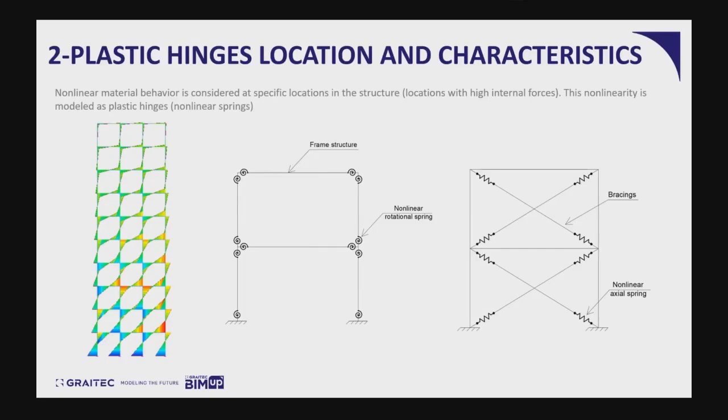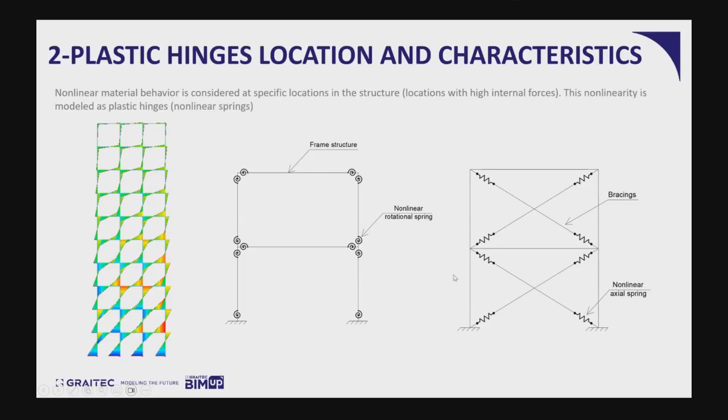So let's say we have a frame structure which is subjected to horizontal seismic loads. The most stressed zones in this structure will be where we have the highest bending moment. In this case, this will be the beam and column extremities in the bottom lower floors. So we place the nonlinear plastic hinges, the potential to undergo nonlinear deformation, in these zones. Also, when we have a structure with bracing elements, these bracing elements are the most susceptible to undergo nonlinear deformation, so we place hinges in them.